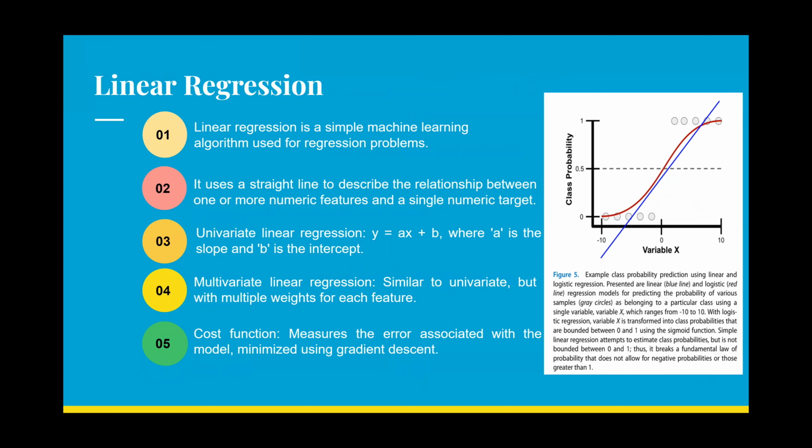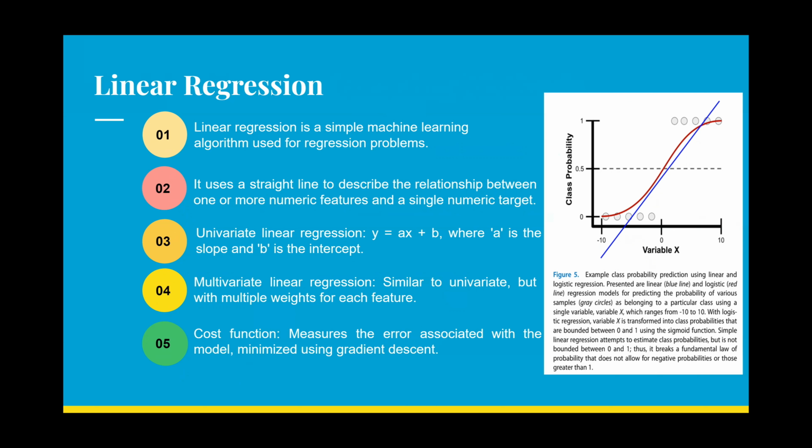Okay. Linear regression. This is one of the simplest machine learning algorithms. It is used to find the relationship between one or more numeric features and a single numeric target. For example, it uses a straight line to describe the data. Here, in univariate linear regression, we use the slope-intercept form, y equals ax plus b. The slope a represents how much the line increases on the y-axis for each increase in x, and the intercept b represents the point where the line intercepts the y-axis.